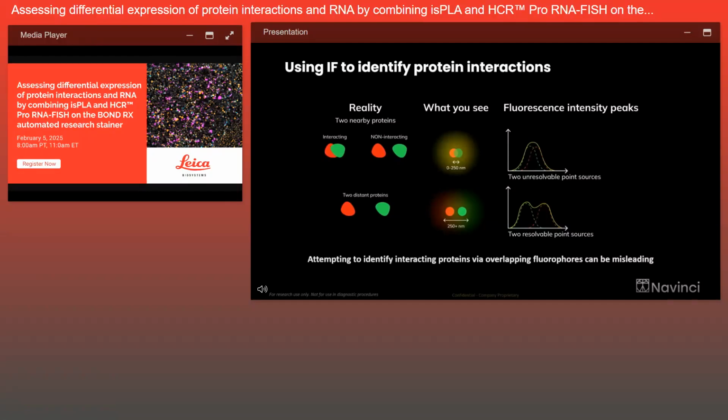have two resolvable signals, one for each of the proteins. So you understand by this information that the proteins are not interacting because they're far apart. When they are nearby, within 250 nanometers, due to the diffraction limit of microscopy, this looks as if it's one signal. So from this, you don't understand if they're interacting or just close by and not interacting. So in order to avoid false positives, isPLA, in situ proximity ligation assay, gives a much better resolution.